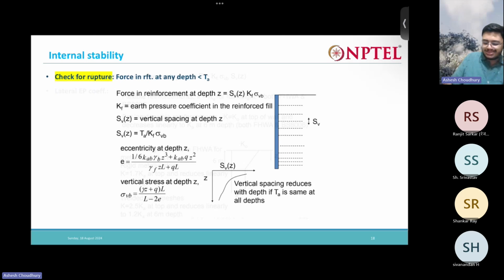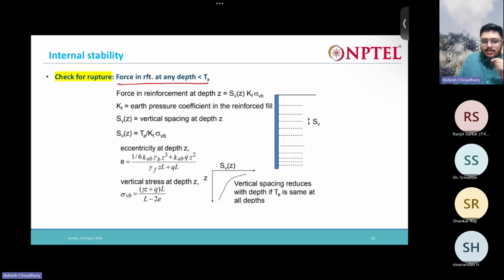Fine. So we saw the loads that are transferred. Now we come to the internal stability criteria. First is check for rupture. Rupture means what? The load coming into the soil should be less than the allowable tensile strength of the reinforcement, isn't it? The force in the reinforcement at any depth should be less than the allowable tensile strength. So that we have to ensure.